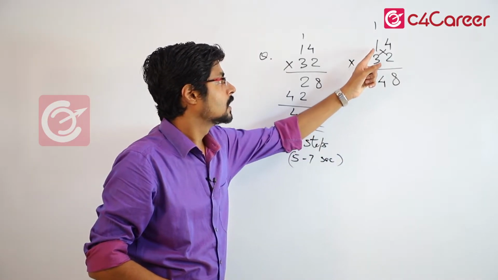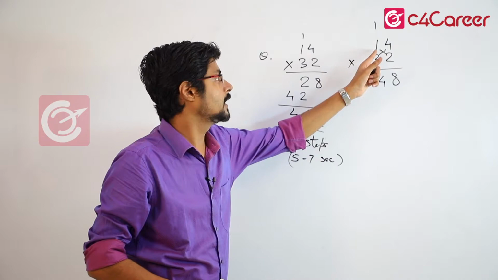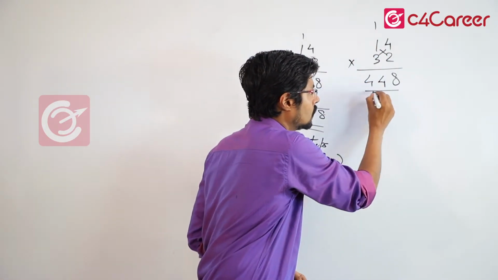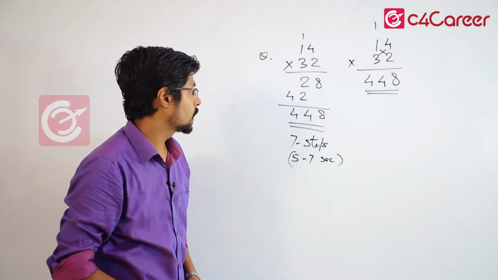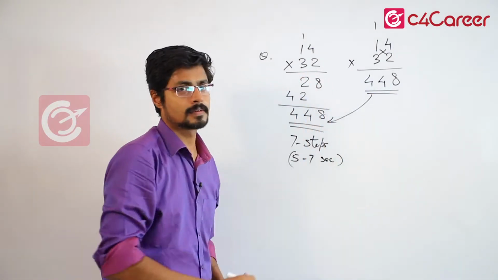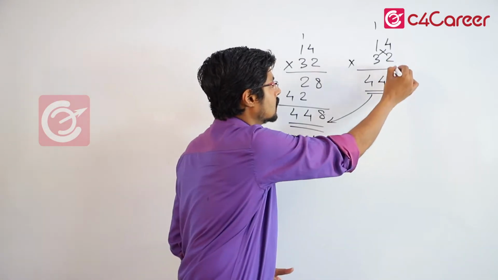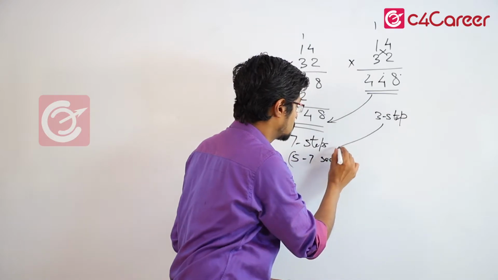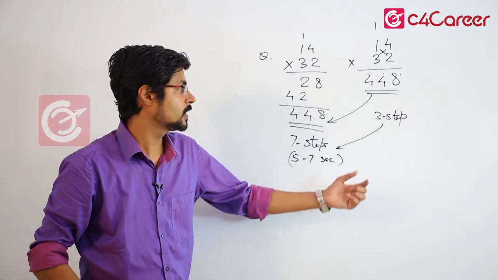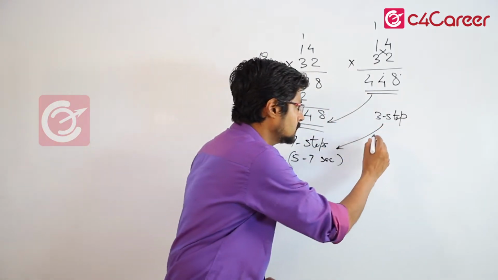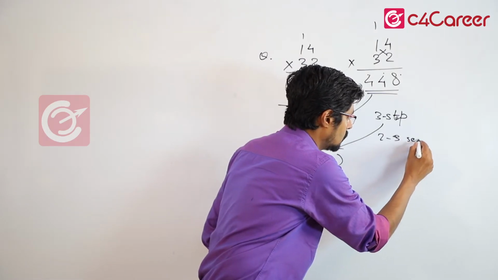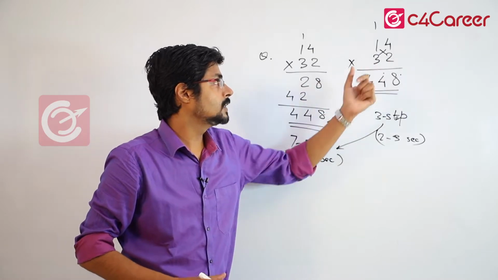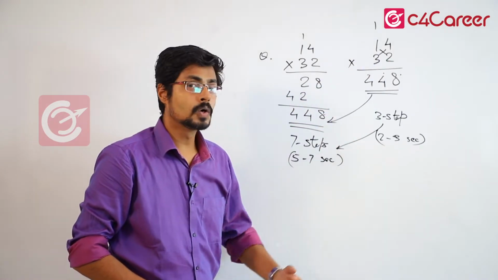Next part is, we'll multiply these digits. 3 into 1 is 3 and the carry we had. So 448. So we can see that we are getting the same answer here. But how many steps? 1, 2, 3. So we are able to do this in 3 steps. Something we are able to do in 7 steps, we have converted into 3 steps. That is the reason this can be done in 2 to 3 seconds. So a multiplication like this, if we change into cross multiplication, it can be done in 2 to 3 seconds.